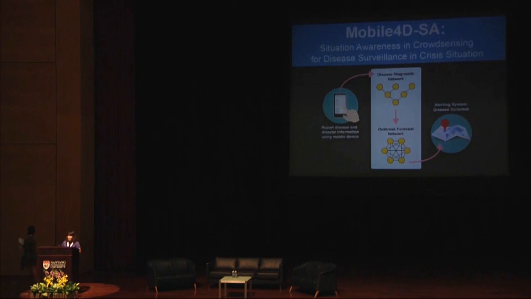Hello, everyone. Mobile 4D is a disaster reporting and alerting system that applies the crowdsourcing approach to let people at the ground level directly communicate with the administrative level. Now that we have integrated a situation awareness tool from Bayesian networks into Mobile 4D, Mobile 4D SA can provide disease diagnosis and outbreak prediction. Thank you.